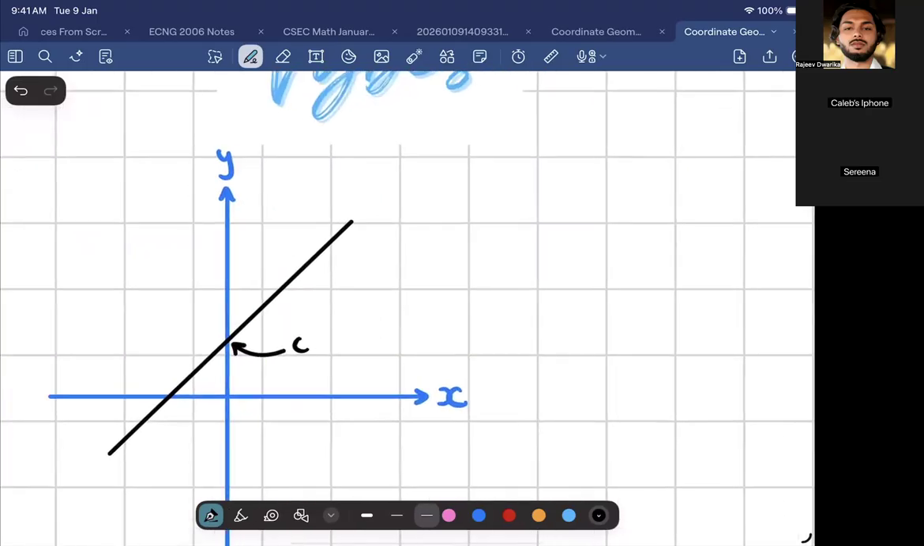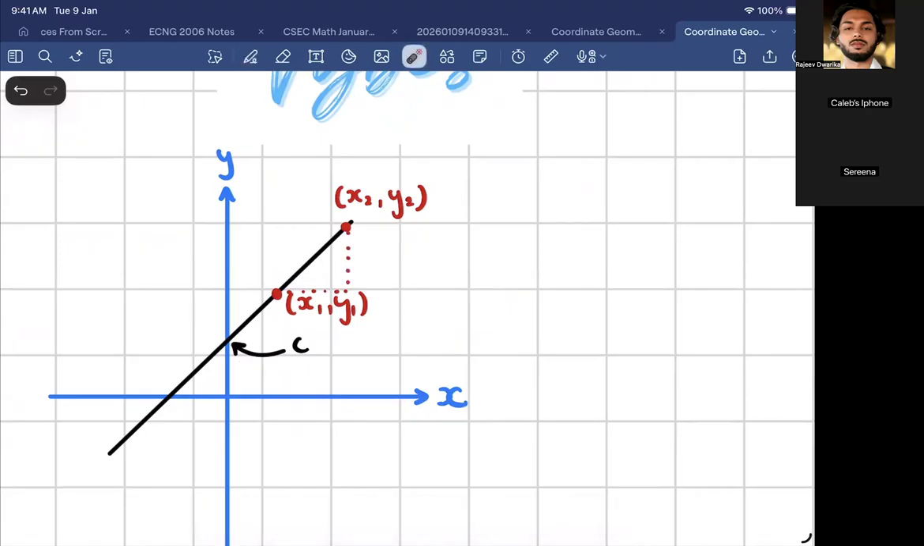And if I want to find the gradient, it will just be the change in y over the change in x. Maybe you might take this point over here, and maybe this point over here. You'll call this point x1, y1. You'll call this point x2, y2. Diagrammatically, it would look like this.